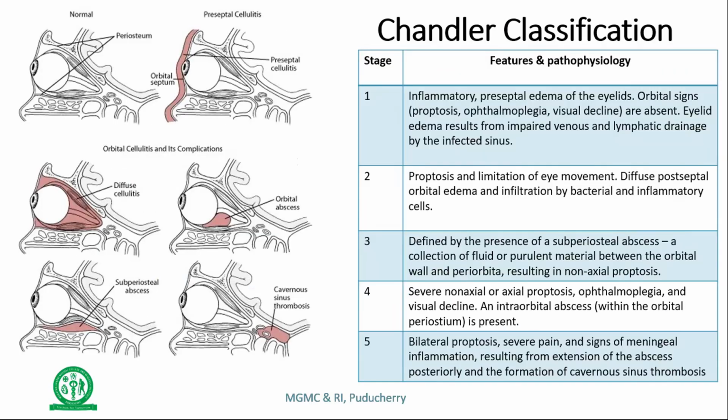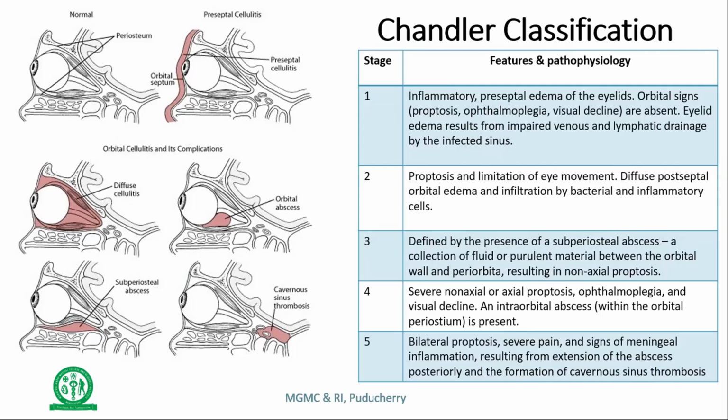The Chandler's classification helps you to grade the severity of the disease, starting from preseptal cellulitis, where the infection is in front of the septum, there is only inflammatory edema. The orbit is not involved. The second stage is where you have a diffuse cellulitis with the post-septal edema and infiltration.